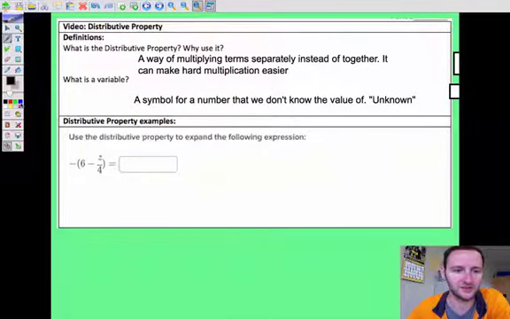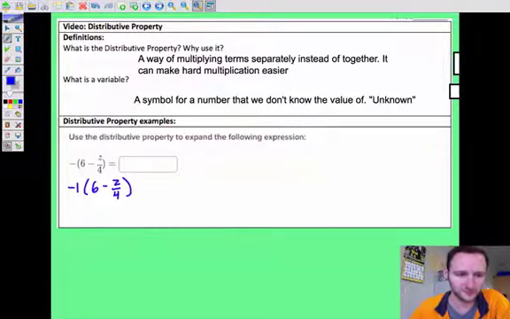In this example, it says use the distributive property to expand the following expression. Here we've got parentheses, and inside the parentheses it's 6 minus z over 4. And then outside of the parentheses there's a negative symbol. What the distributive property tells us is that this negative is a negative 1. If you want to think about it that way, then what the distributive property tells us to do is to take whatever's out here and distribute it among what's on the inside.